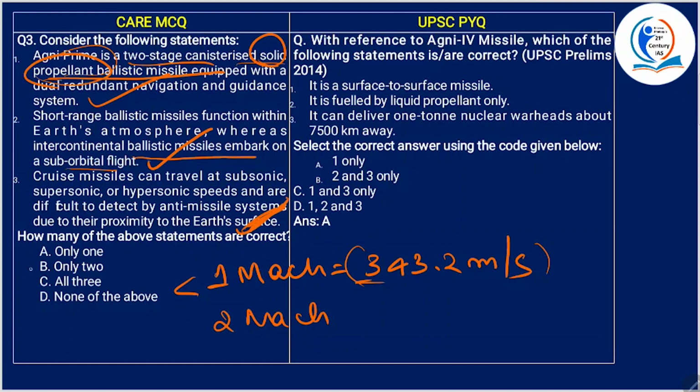All right, so this is also right. How many of the above statements are correct? All the three statements are right.